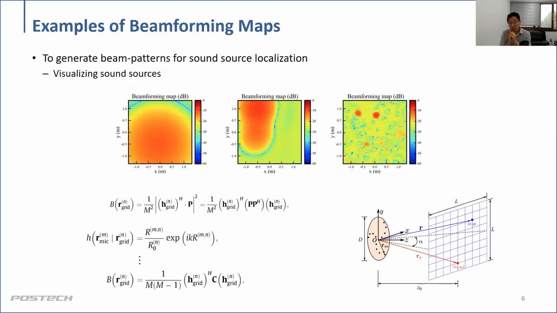This is an example of beamforming maps used to generate the beam patterns. The good thing is that, based on the measured signals from the array of microphones, somehow we are able to visualize the source. The traditional way is based on these different examples of beamforming maps, and out of these beamforming maps, we can estimate the location.